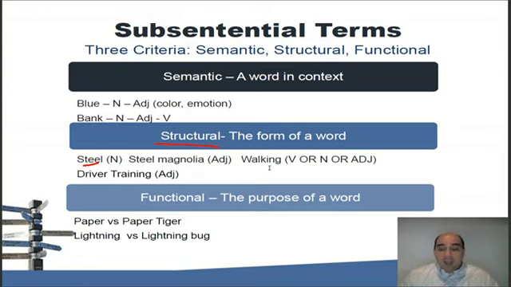I could look at the word walking. Walking, when I see ing, I immediately think verb. I see ing, and all of a sudden I'm looking around, where's my be verb that goes with this? But it may not be there. Even though its structure looks like a verb, it could be a noun. Walking is fun. I like walking. Could be an adjective: this walking path. So it could be a number of different things.